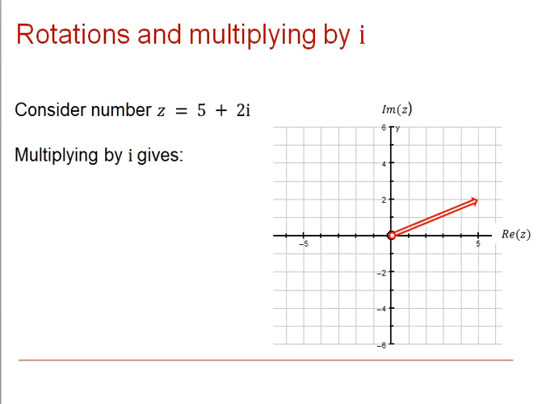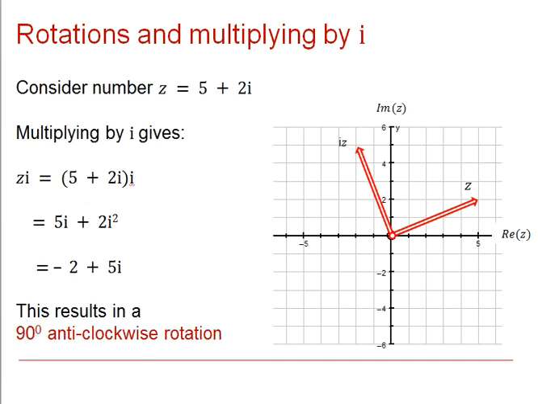Looking at another example where z equals 5 plus 2i, multiplying by i will give us that zi equals 5i plus 2i squared, or in other words minus 2 plus 5i. As expected, this results in a 90 degrees anti-clockwise rotation about the origin.